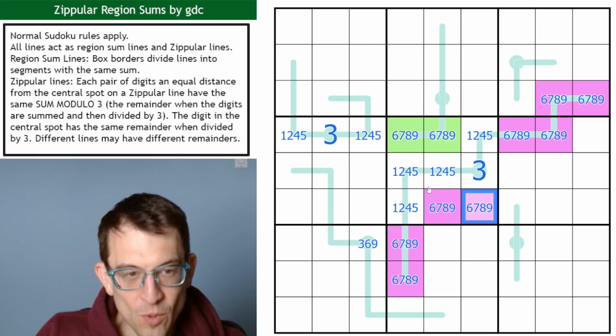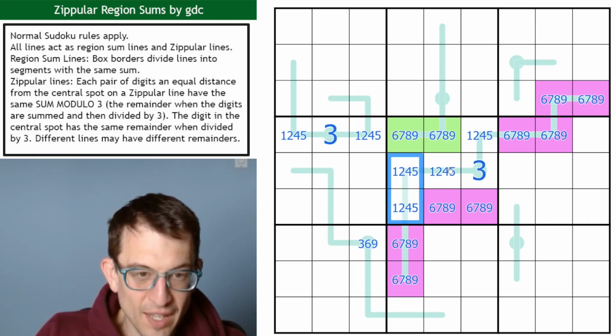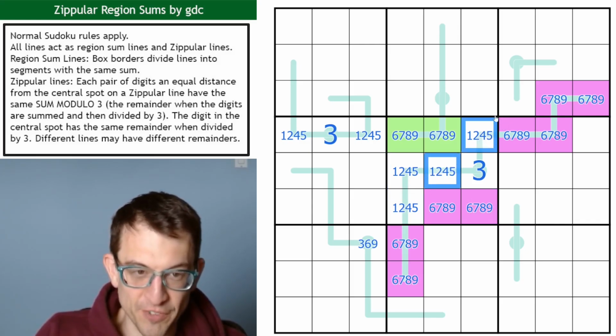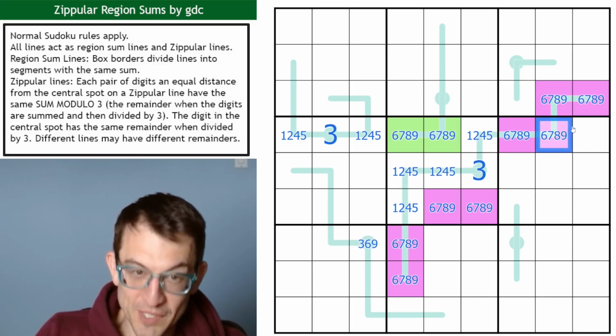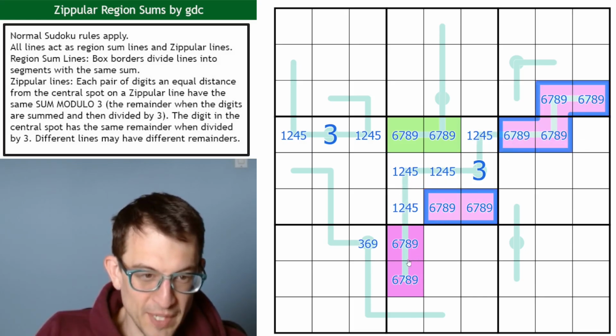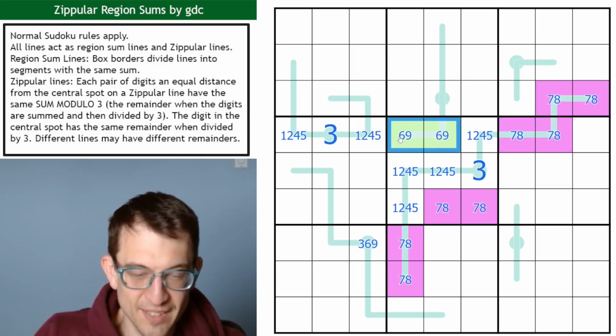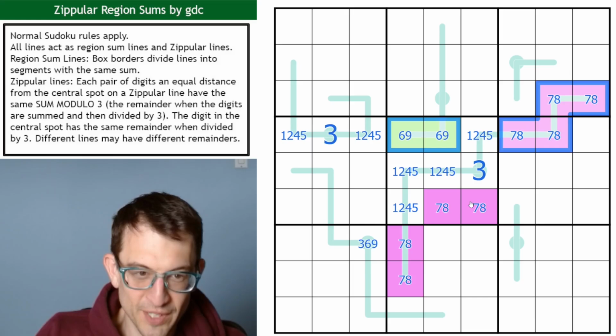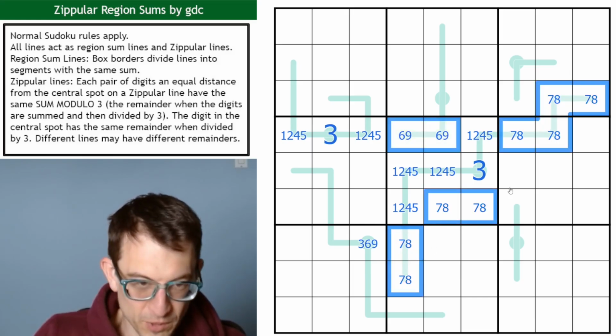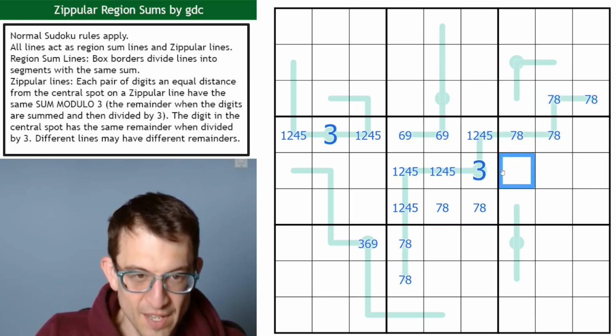And so now, okay. And now these are different, which means these are different, which means the pinks are different, which means the pinks are all 7, 8. And this is 6, 9. Nice. Very cool. That's a very cool chain of logic there.